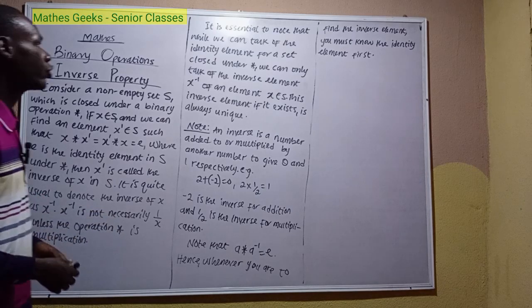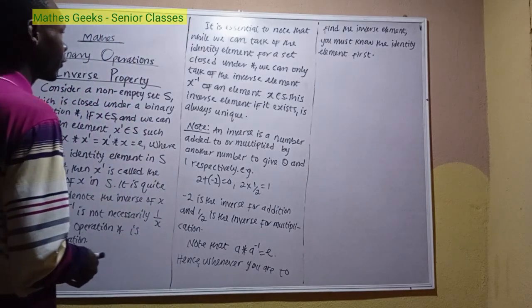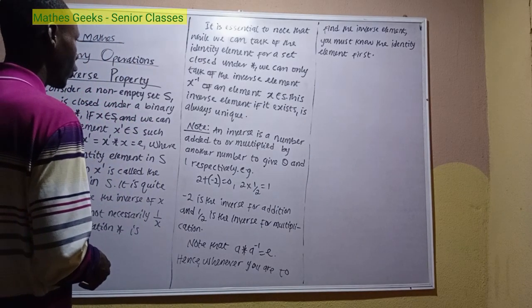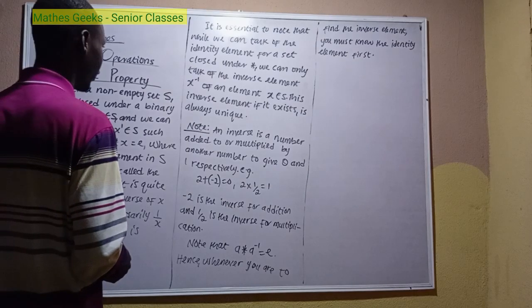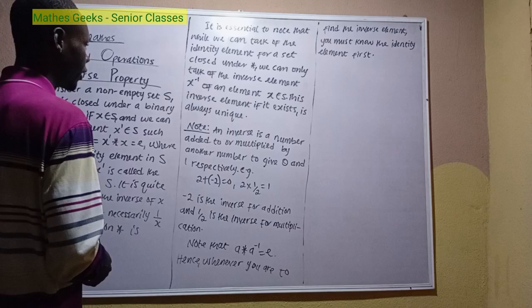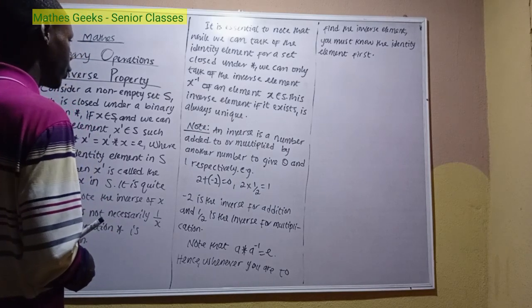So it is essential to note that while we can talk of the identity element for a set closed under star, we can only talk of the inverse element X raised to the power minus 1 of an element X in lieu of the set S. This inverse element, if it exists, is always unique.